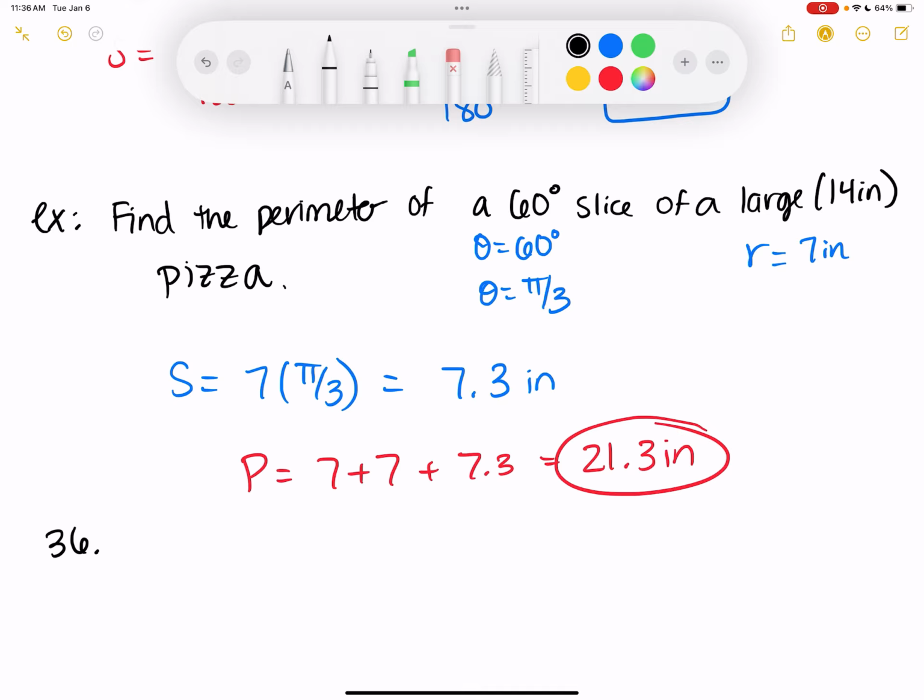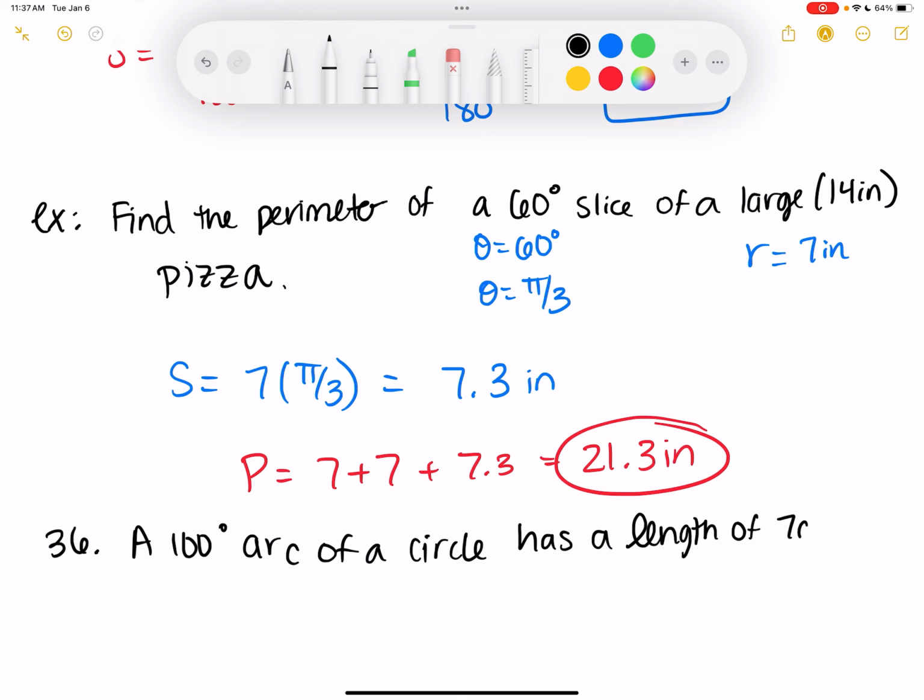36. A 100-degree arc of a circle has a length of 7 centimeters. To the nearest centimeter, what is the radius of the circle?